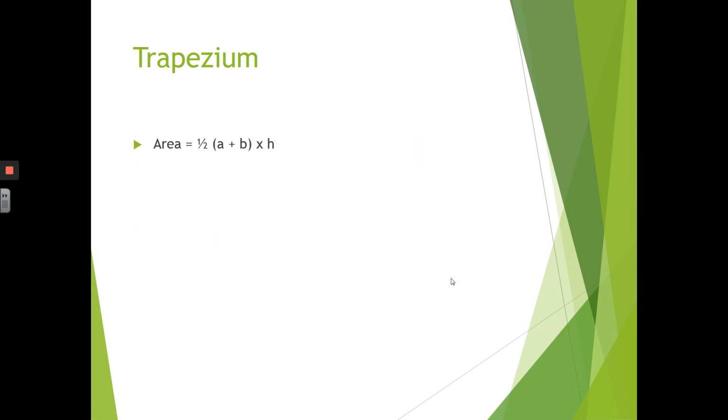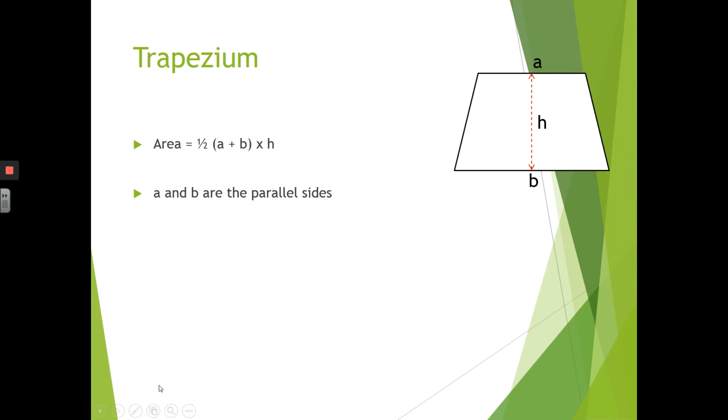So this is the equation you need to remember that you should have learned this year: half bracket a plus b times your height. And what that means is a and b are your parallel sides, and your h is, again, that perpendicular height or the distance between the 2 parallel sides, because it's not always what you would classically call a height.